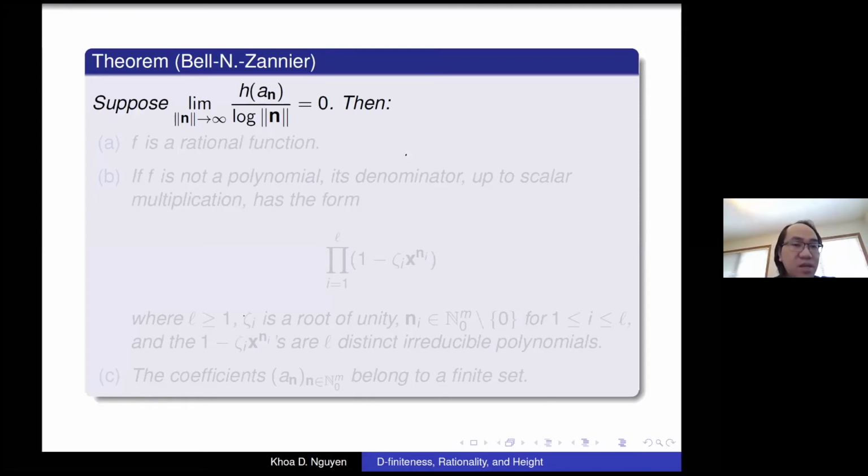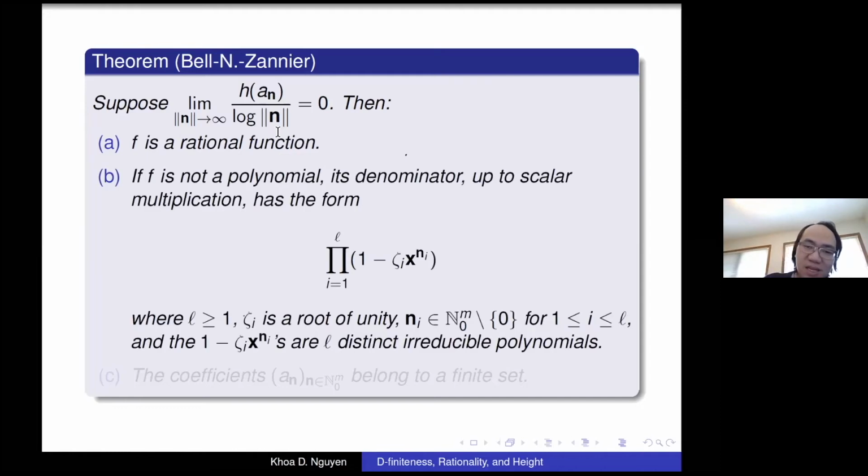We assume that the limit of the height of a_n over log of the total degree, the norm, is 0. So it's dominated by this function log n. Then the first conclusion is that f is a rational function. And I want to get to that the height is 0 or 1 at the end. So we have to work more on it, and then as those examples, we realize that the denominator.